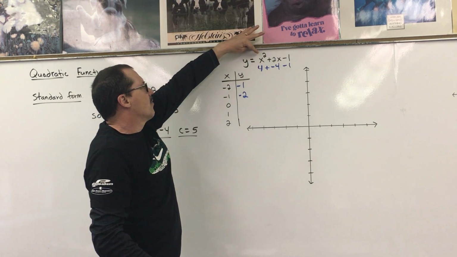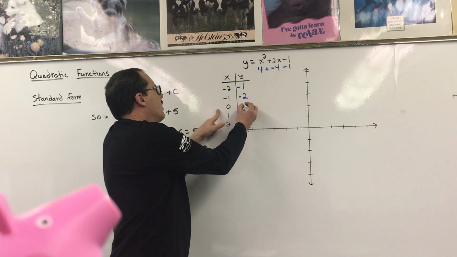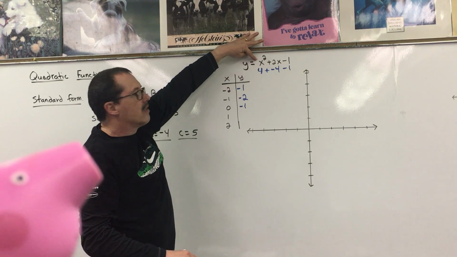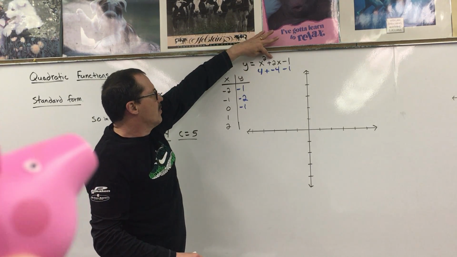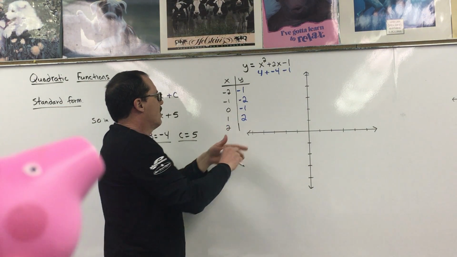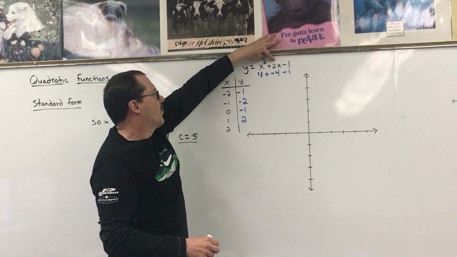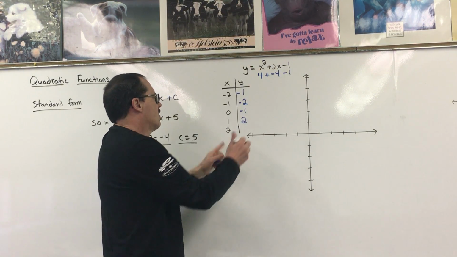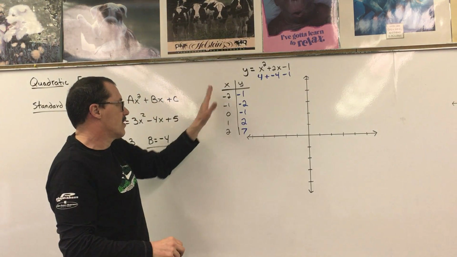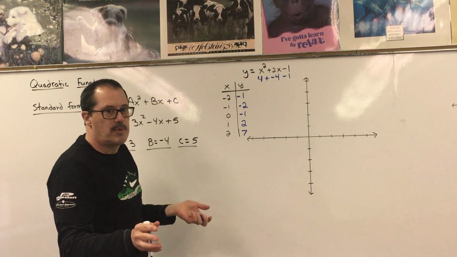If we put 0 in here, we'd get 0 plus 0 minus 1. So we get negative 1 again. If we put 1 in here, 1 squared is 1 plus 2 is 3. 3 minus 1 is 2. If we put 2 in here, 2 squared is 4. 4 plus 4 is 8, minus 1 is 7. Now this is quite different than what we've done before because it doesn't seem to be following a pattern. In fact, there are 2 negative 1s, which drives a lot of people crazy.